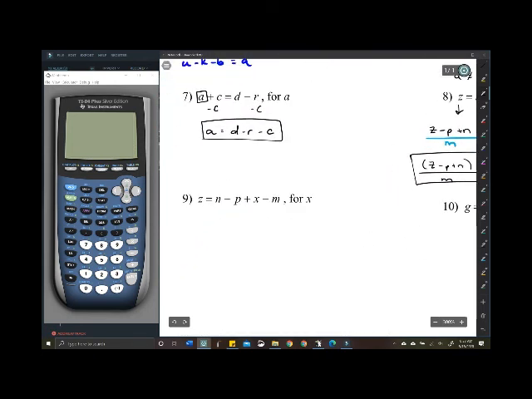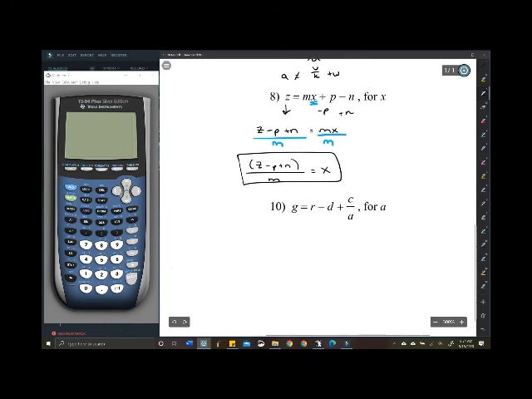Okay, solving for x, it looks scary again. Don't let it bother you though. We're just subtracting n. We're going to add a p and we're going to add an m. So it's z minus n plus p plus m equals x. And there's nothing to combine really. That's just it.